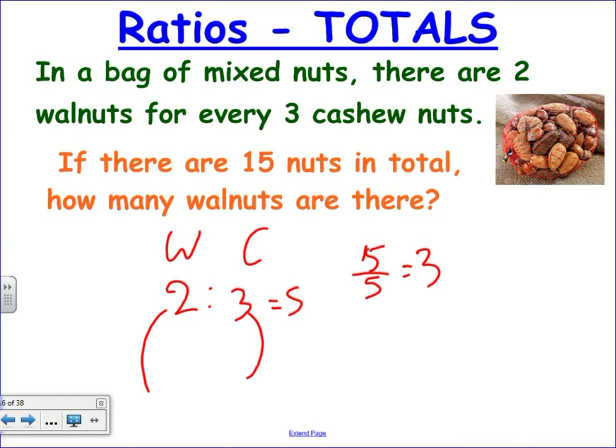So now when I come here and I multiply each side by 3, it says 2 parts is worth 6 and 3 parts is worth 9. And the question is asking, how many walnuts are there? Walnuts, there are 6. Okay? That's ratios.